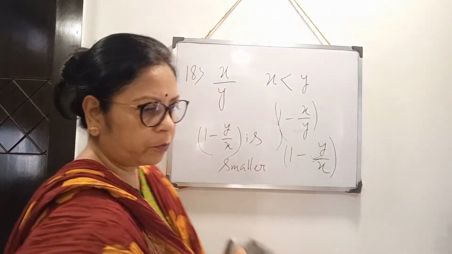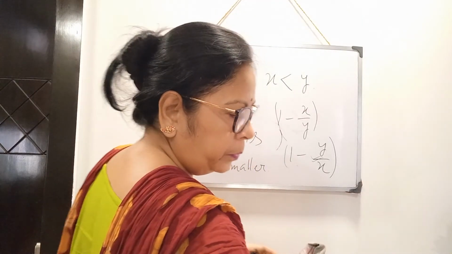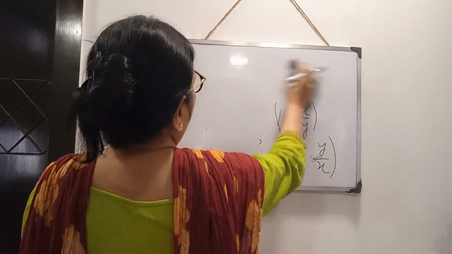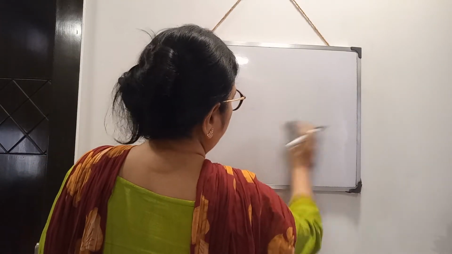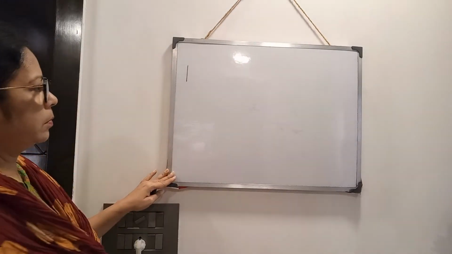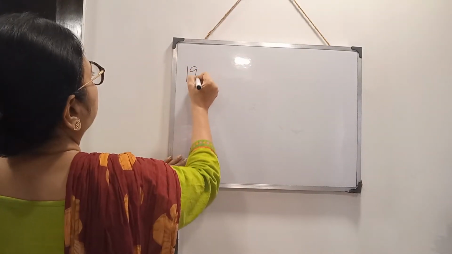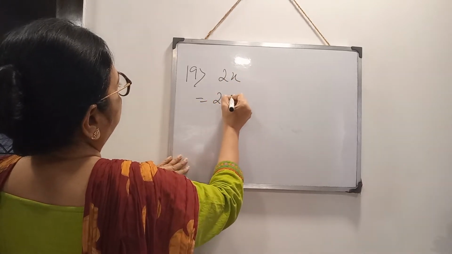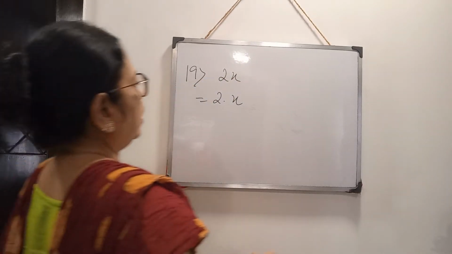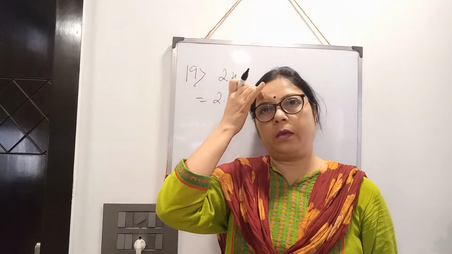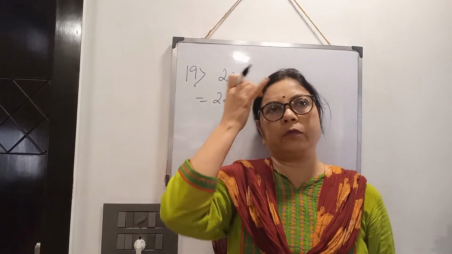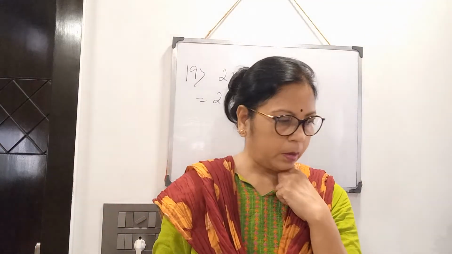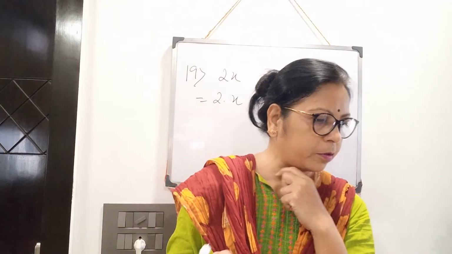Next one, express 2x as the difference of 2 squares. Okay, again a formula. 2x means 2 into x. So AB equals to what we can write? Difference of 2 squares.